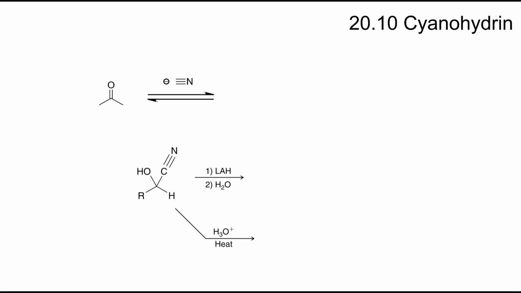Something else that we can do with carbonyls is to react them with a nitrile. If you have this C nucleophile here, that can attack here. We form a carbon-carbon bond. This is not a good leaving group, so that's not going to go anywhere. That will just pick up a proton. This is a cyanohydrin.